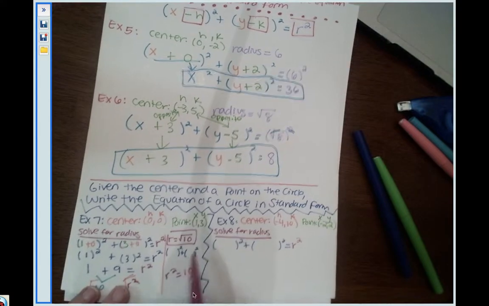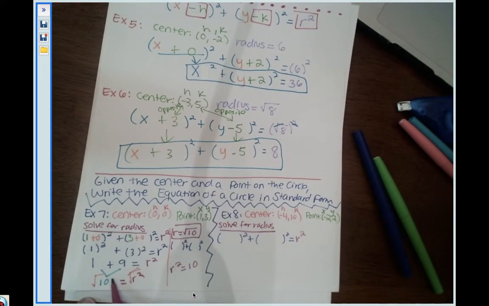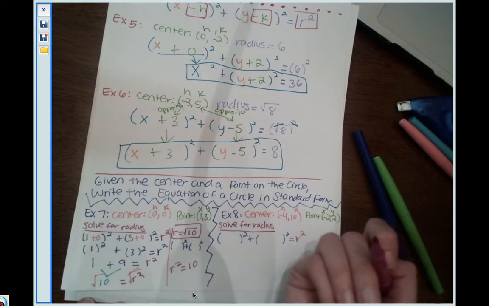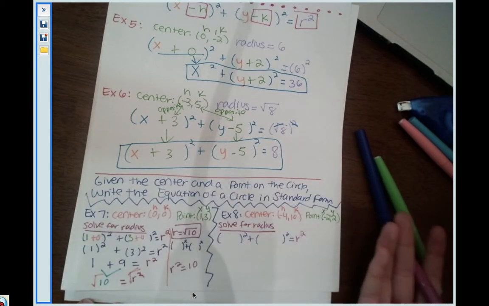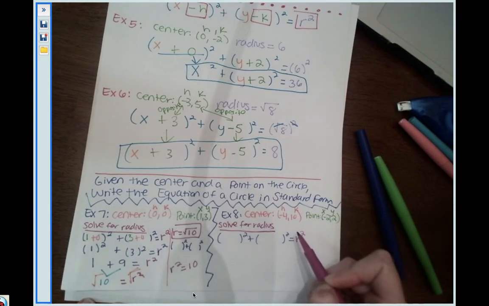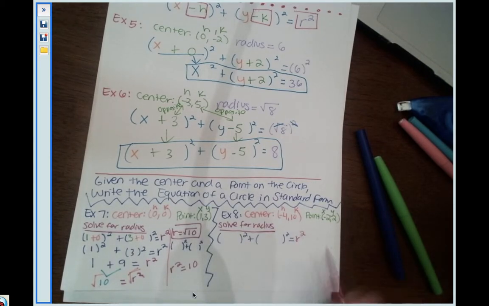Now remember, like last time, technically I didn't have to square root both sides because we want the radius squared. So this time I'm only going to solve for the radius squared. I'm not actually going to find the radius. It doesn't say we have to find the radius. We just need the equation, which requires the radius squared. So I'm going to be solving for r squared.